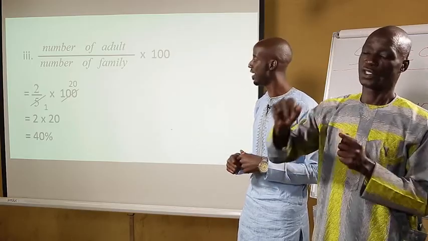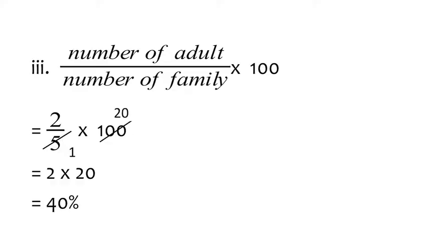And the family members, we have 5. So that gives us 2 divided by 5 multiplied by 100, because we are converting this number to percentage. That is why we are multiplying this by 100.